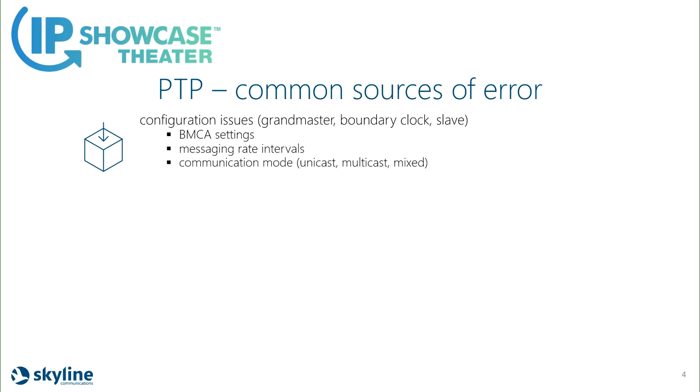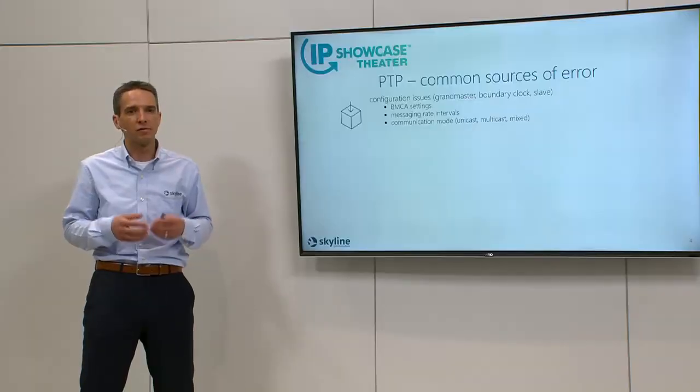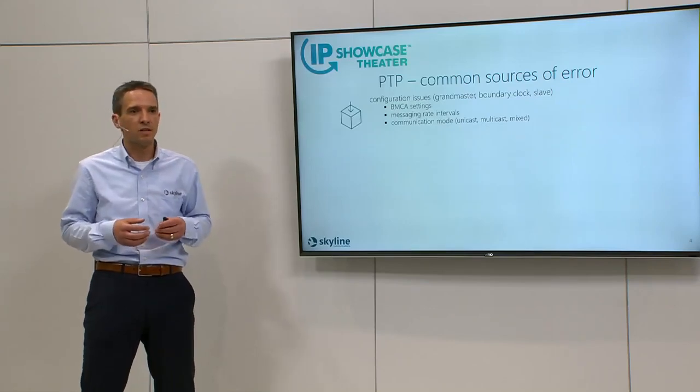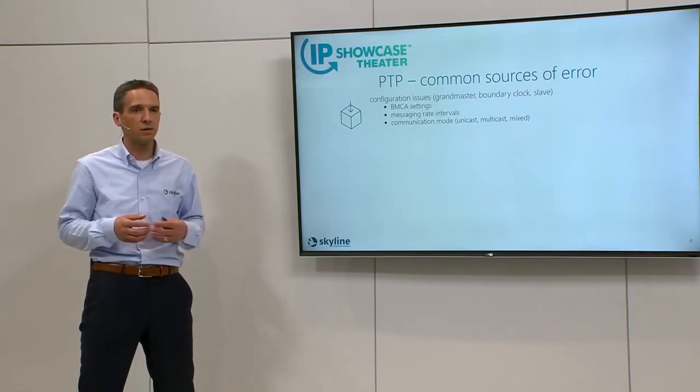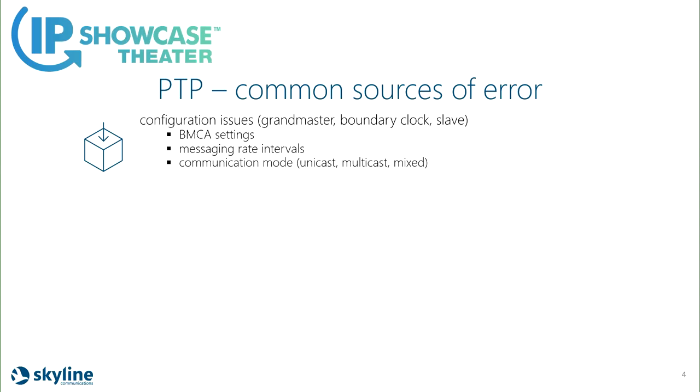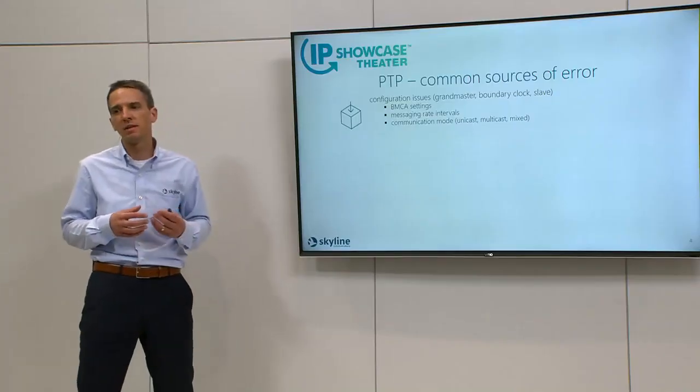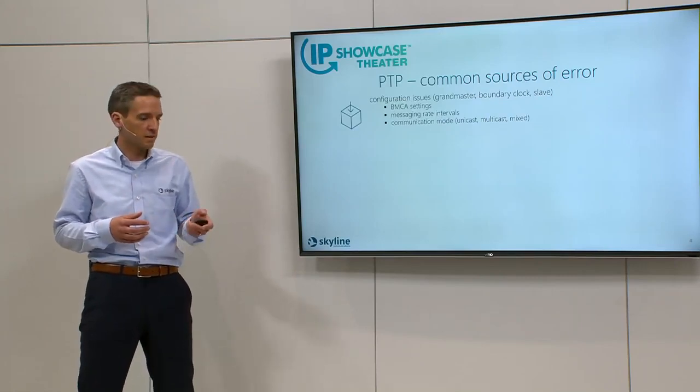Your BMCA settings, the best master clock algorithm settings, have to be the same on every single device. A very simple example is the domain number. If you have 5,000 devices talking to each other, that single setting has to be deployed to every PTP-aware device. Your priorities, there's a lot more to it, but also the messaging rate intervals, sometimes people forget about it, like sync interval, announcement interval, also the timeout intervals. You have to make sure those are the same in your facility. The communication mode is another example: it can be unicast, multicast, or mixed mode. Again, there are plenty of capabilities in how to set up PTP, and plenty of things that can go wrong.